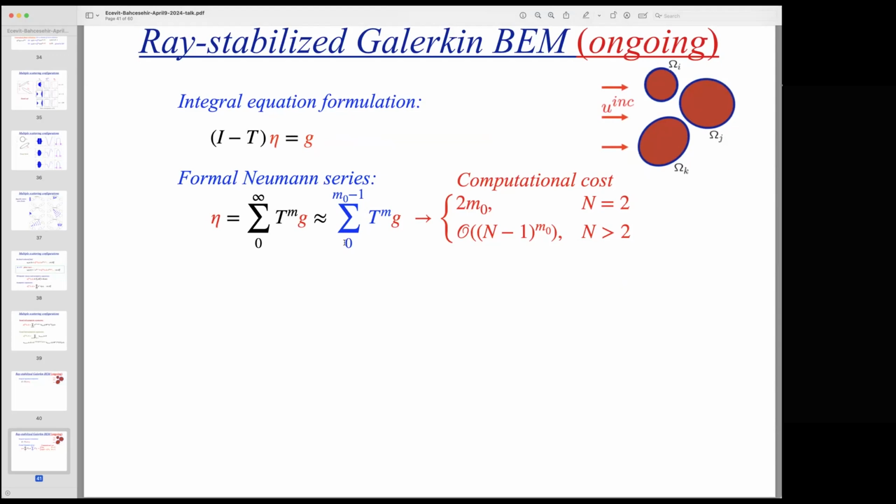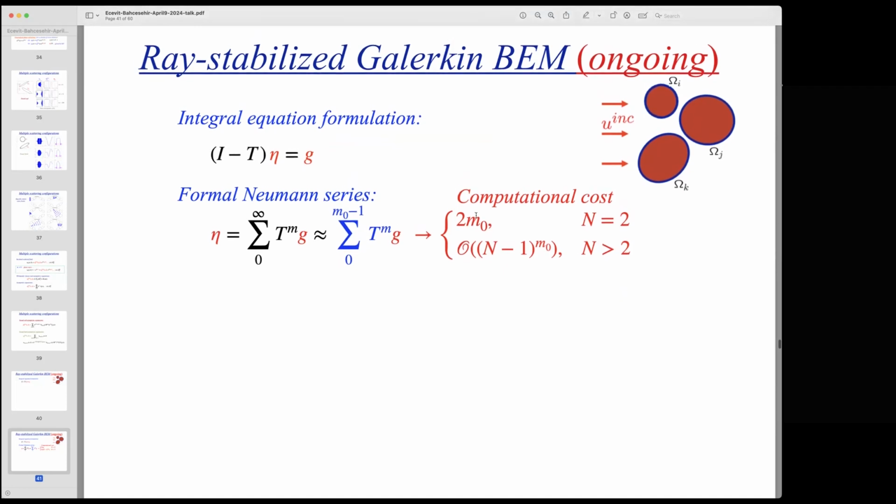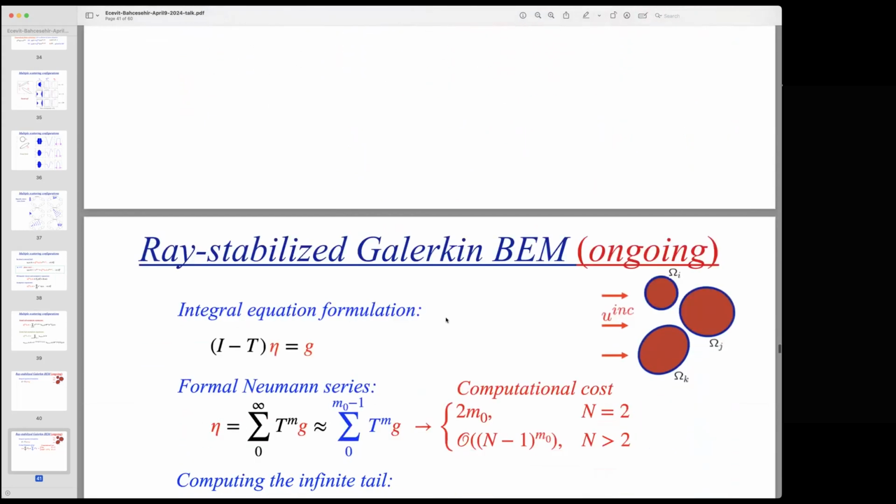And usually, naively, what you would do is approximate this Neumann series with a finite partial sum. The computational cost of this Neumann series, when there are two obstacles, n equal to 2, requires you to solve two M0 integral equations. But when n is greater than 2, it requires you to solve this many integral equations. It grows very fast, so you don't want to solve too many single scattering problems. That's the reason why we want to be able to compute the infinite tail. We don't want to increase the cost.